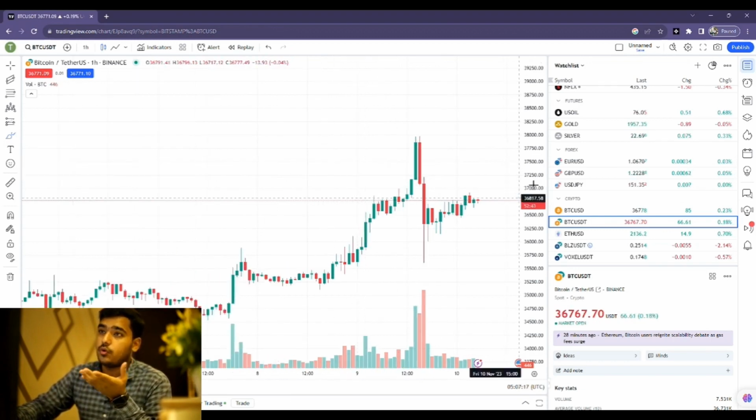Let's see what we have on the top side and on the left side, which are tools and some of the most important features of TradingView, which are really important when you're analyzing the market.